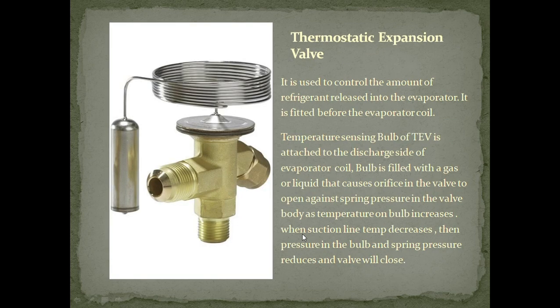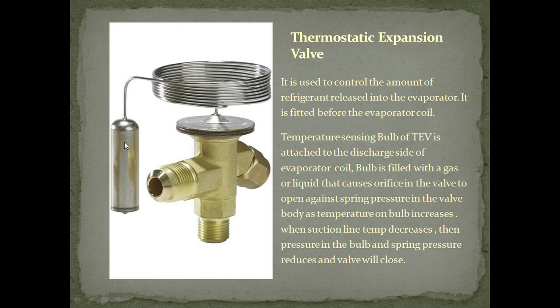Okay, this is the TV. I already told what a TV is. TV means thermostatic expansion valve. This is the glass bulb of the TV. This is the outlet line. This is the suction line. There is an adjustment that can be made here. This is factory reset, so we don't need to adjust. It is used to control the amount of refrigerant released to the evaporator. I already told, after the thermostatic valve there will be the evaporator. It is fitted before the evaporator coil.